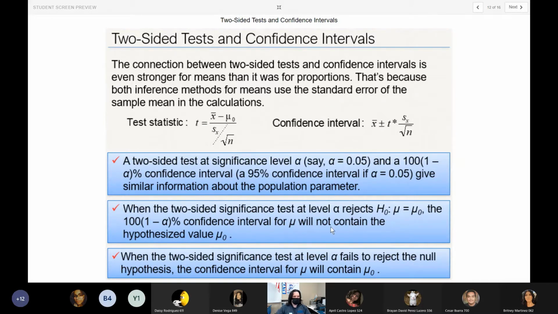So when we reject the null hypothesis, we're saying that supposed mean is not in the confidence interval. When the two-sided significance test at level alpha fails to reject the null hypothesis, the confidence interval for mu will contain mu sub 0. So if we fail to reject, that means that that value of mu sub 0 is plausible. It exists within the confidence interval. So these things are very closely connected when we're dealing with a two-sided significance test. I want to make a note of that.